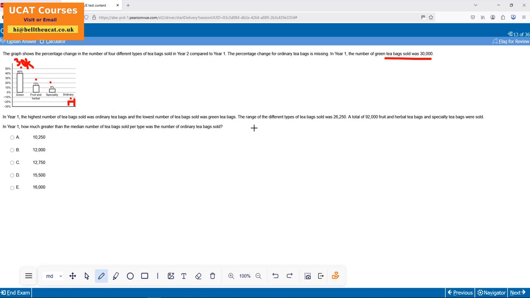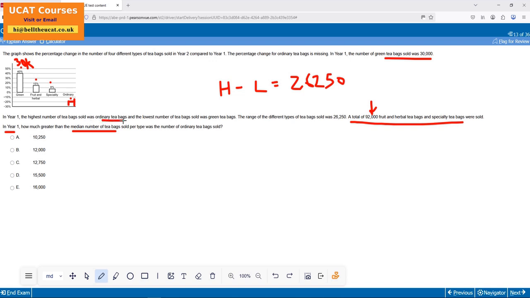The range of the different types of tea bags: range is high take away low. So I've got high take away low in year 1, how much greater than the median of the tea bags in year 1? That figure is for year 1, by the way. High take away low is equal to 26250, he's told me. Who's the highest? The highest, he's told me a moment ago, is ordinary.